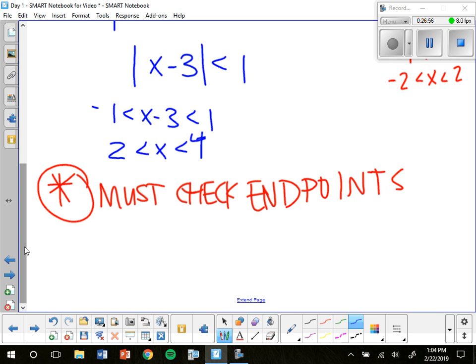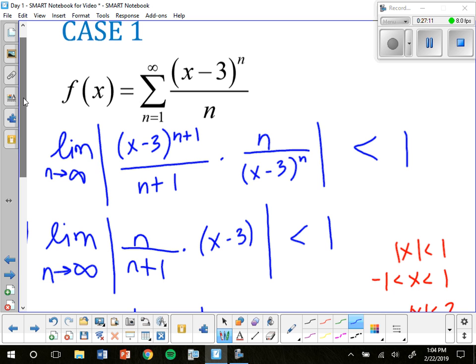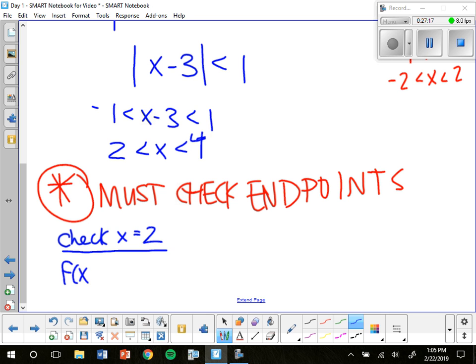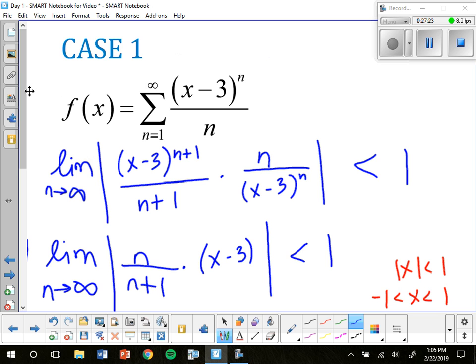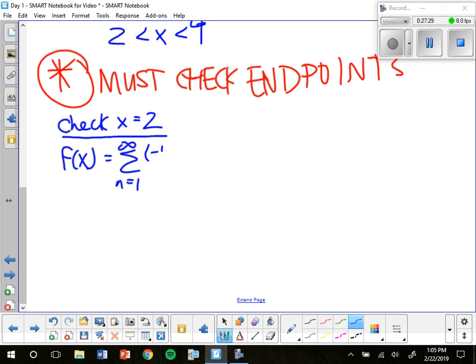When I say check endpoints, I literally plug in 2 to my power series and see if it converges or diverges. So I'm going to go back up to that power series, and I'm going to plug in 2 for x. So if I plug in 2 for x, I get the sum from 1 to infinity of 2 minus 3, which is what? Negative 1 to the n over n. Does that converge or diverge? Converges by what test? Alternating series.